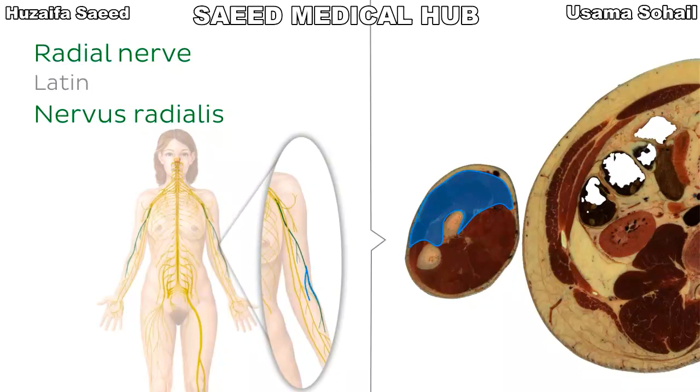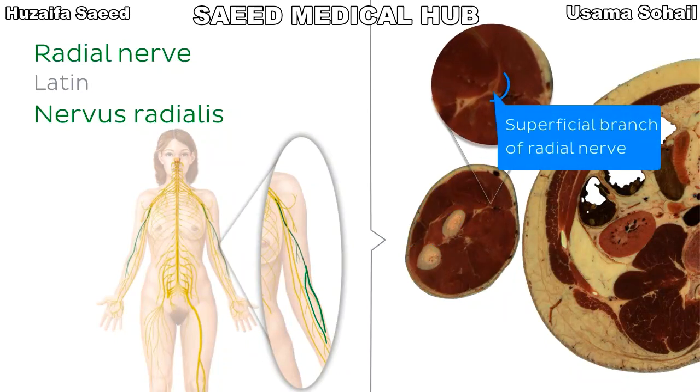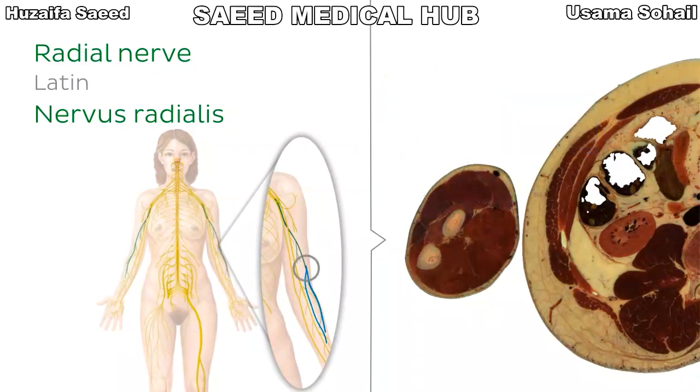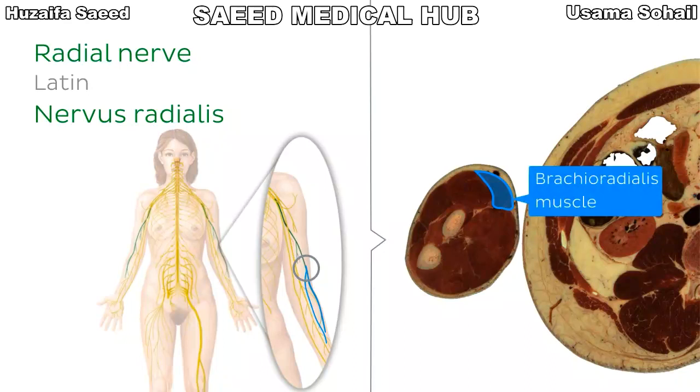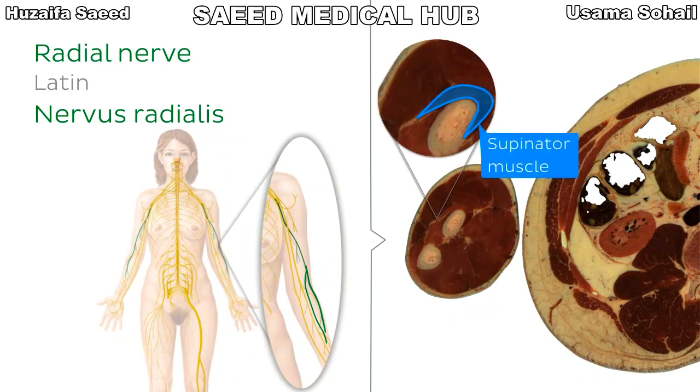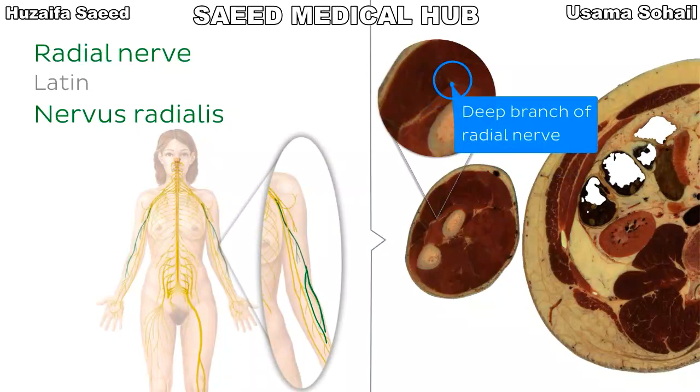And the radial nerve branches around the level of the lateral epicondyle of the humerus into the superficial and deep branches of the radial nerve. The superficial branch of the radial nerve usually runs within the anterolateral aspect of the forearm, close to the radial artery, and deep to the brachioradialis muscle, which is right here. The deep branch of the radial nerve usually runs posterior to the supinator muscle between the superficial and deep layers of the posterior compartment, which is around about here.